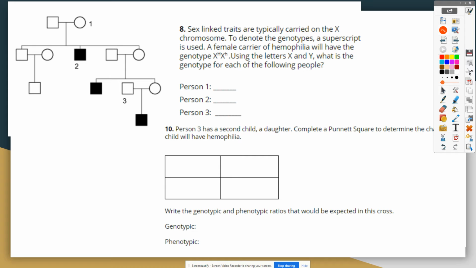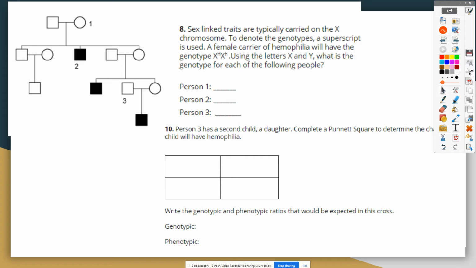Boards up in 5, 4, 3, 2, 1. All right, put your boards down. Don't erase it yet. Let's talk for a second.